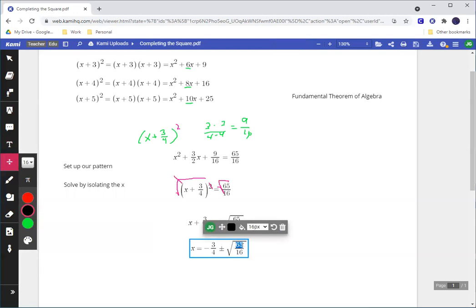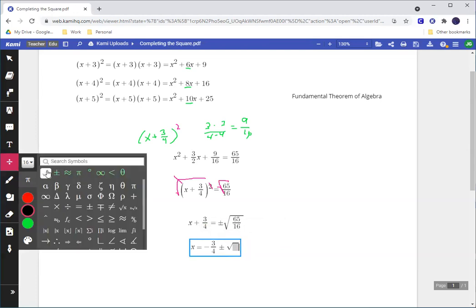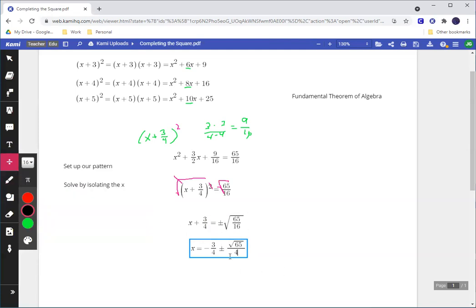65 can't be simplified in a square root, but 16 can. So when we have the square root of 65/16, that's really saying the square root of 65 over the square root of 16. And the square root of 16 is 4. So we can write this. This is pretty well simplified. Some people might join the denominators and just have -3 plus or minus the square root of 65/4. But I think this is okay.